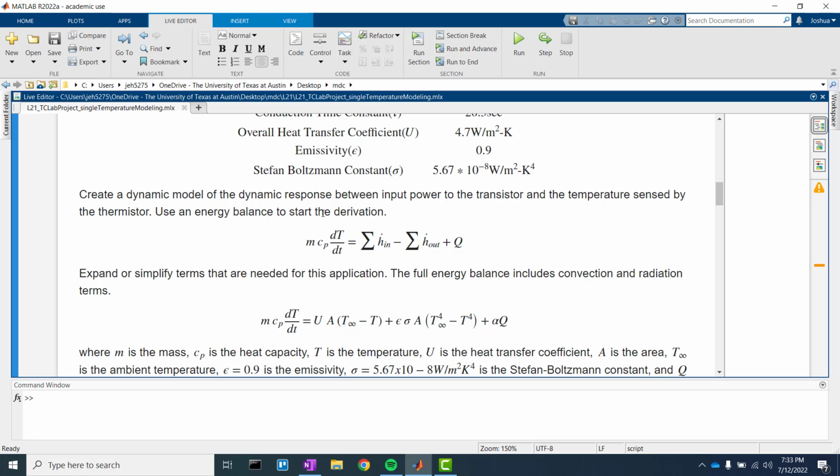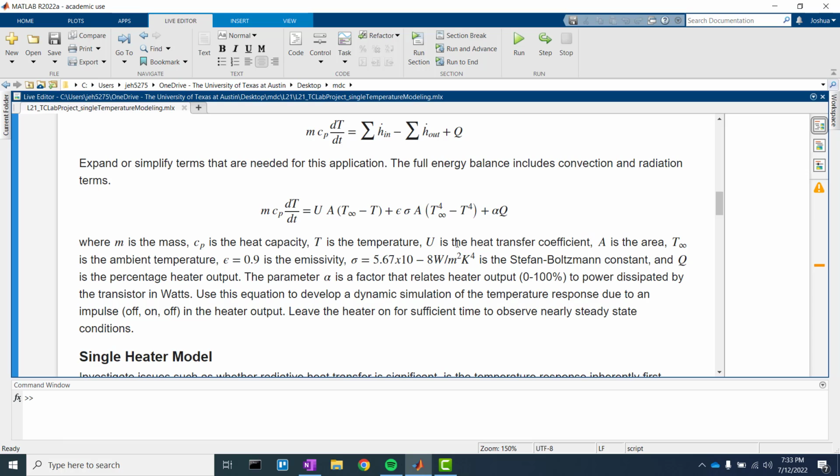So we're going to first look at an energy balance. This should be pretty similar to what you've seen in heat and mass transfer courses. We have mass times the heat capacity, in this case of our heater, times the change in temperature over time, is equal to the energy in minus the energy out plus Q, the amount of heat that's coming into the system.